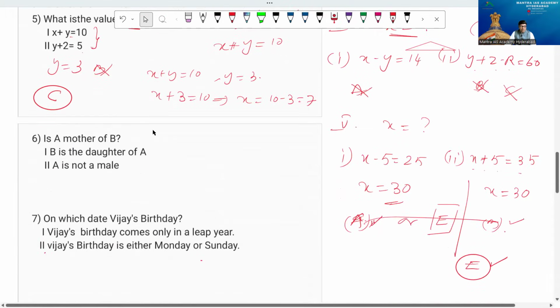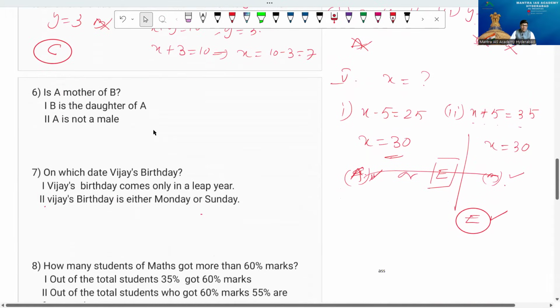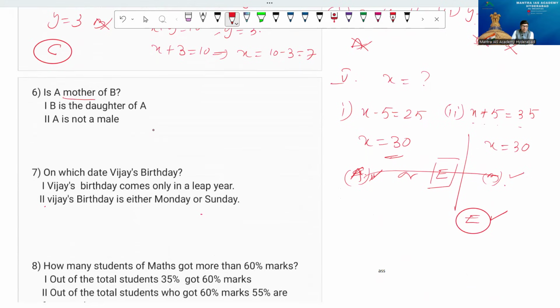The first four questions are, of course, D. And the fifth is C. Now come to the sixth one here. Is A the mother of B? B is there, beta, a child in fact. I don't know, boy or girl. But what about is A the mother of this person? B is the daughter of A. Good, means B is a girl. A's daughter. Now tell me, is A male or female?